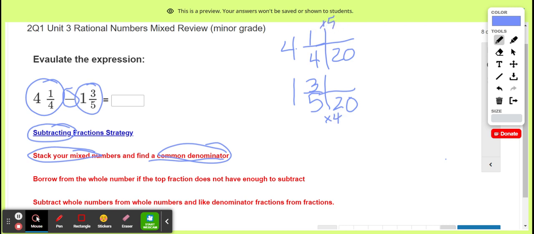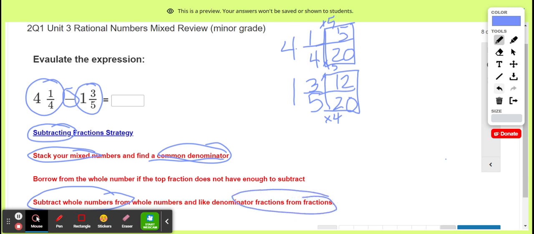5 times 4 is 20. 3 times 4 is 12. 4 times 5 is 20. 1 times 5 is 5. So now we're going to subtract whole numbers from whole numbers and fractions from fractions. So if we look at this fraction, we need to subtract 12 from 5.